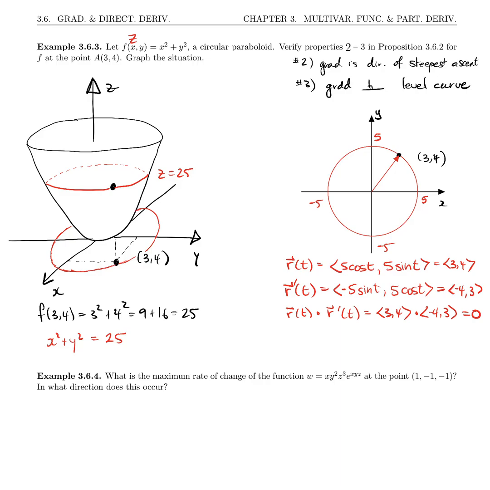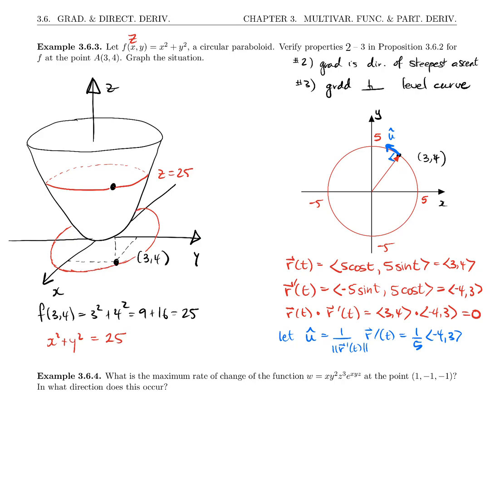We're going to let u hat be 1 over the norm of r prime of t times r prime of t, the unit tangent vector in this case, and that is going to be, calculating the norm of the vector (minus 4, 3), we'll get 5. So 1/5 times (minus 4, 3). And there's our vector u hat on the curve there at a 90-degree angle.